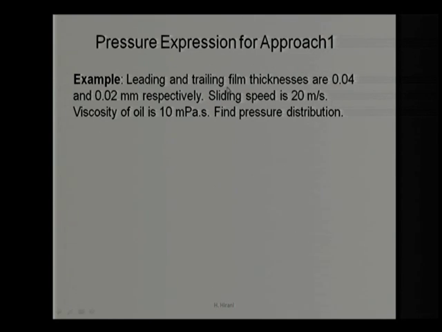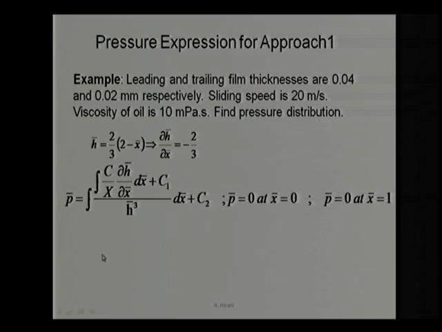Same example here: the leading and trailing film thickness 40 micron, 20 micron, sliding speed, viscosity of oil, and based on this expression we know the film thickness expression will be the non-dimensional film thickness 2 by 3, 2 minus x bar, and the gradient will be 2 minus 2 by 3. Now, we have these values, we can substitute, and we can substitute h also. In addition to these values, we have these pressure boundary conditions. So, let us start.